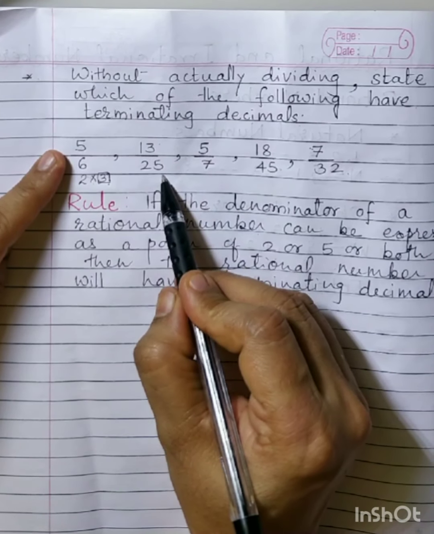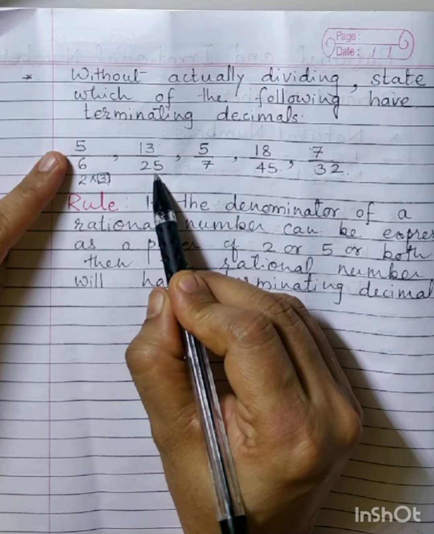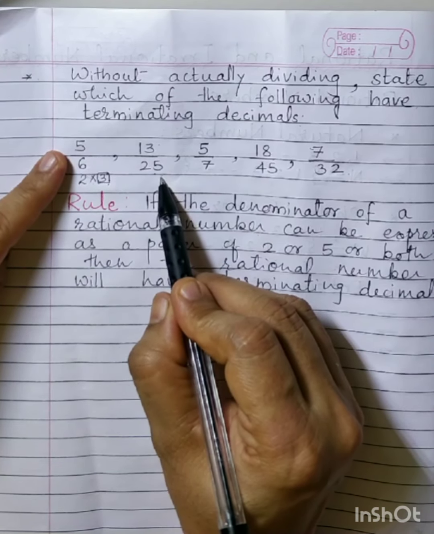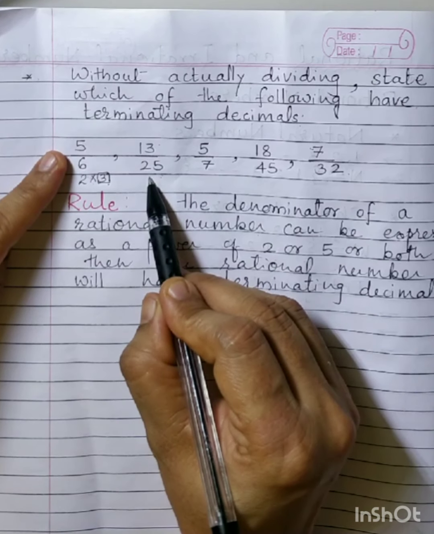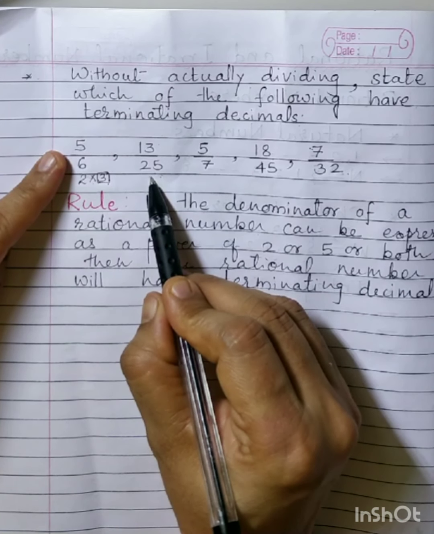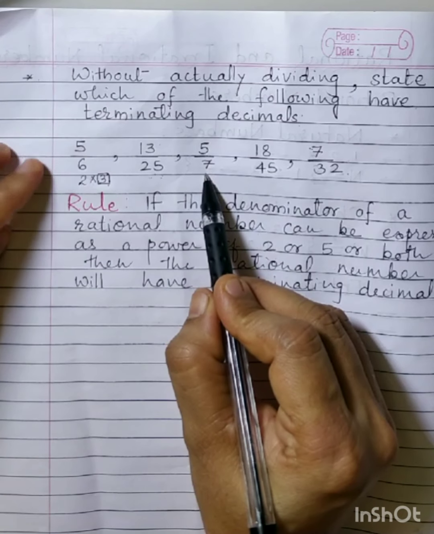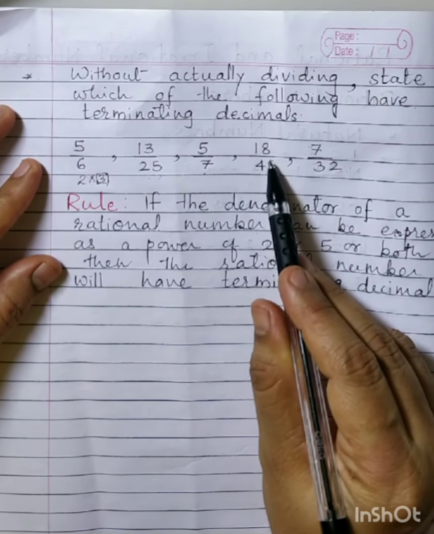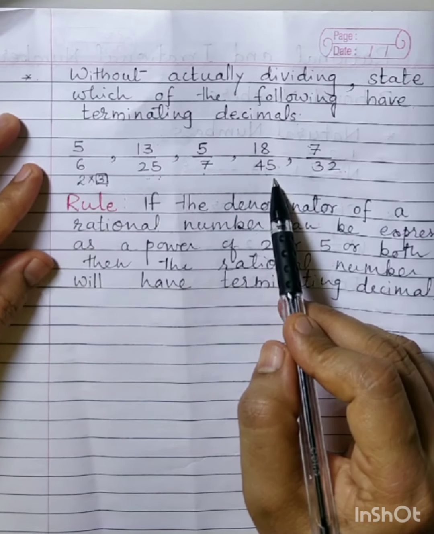13 upon 25. 25 can be expressed as 5 square. So completely the power of 5. So it's going to be a terminating decimal. 7 obviously is going to be a non-terminating decimal. 45. Now sometimes you have to see this fully.